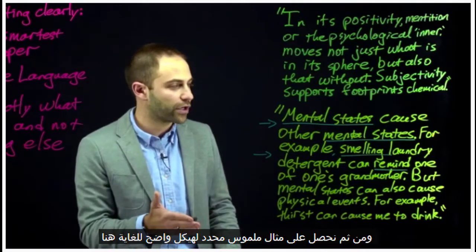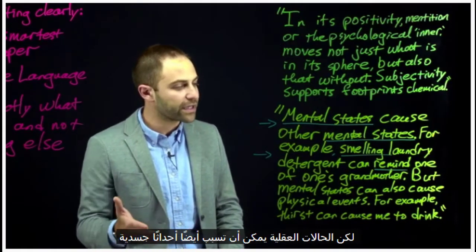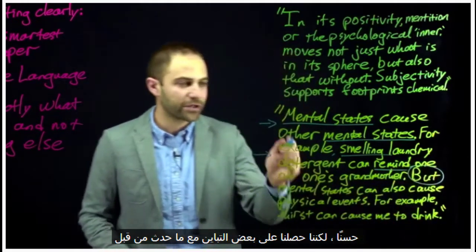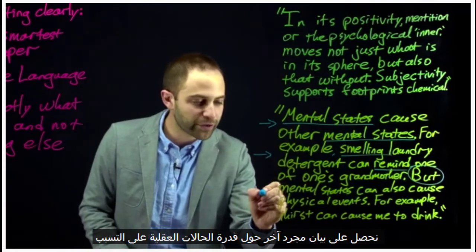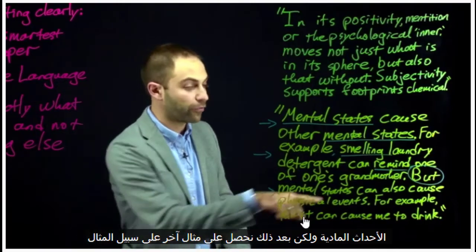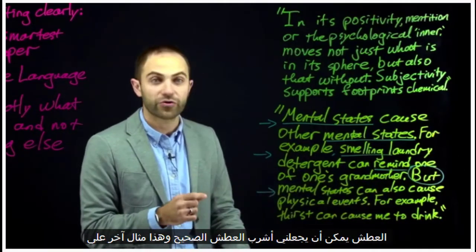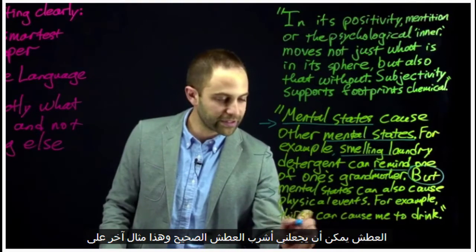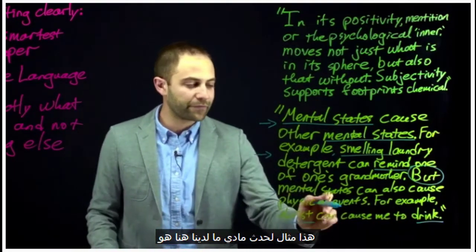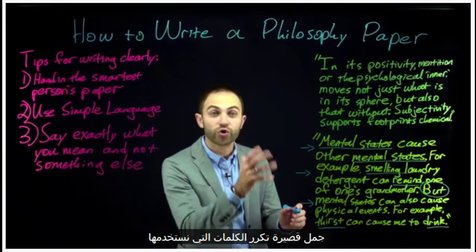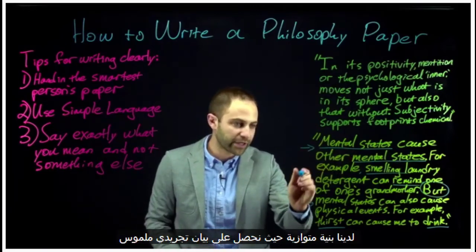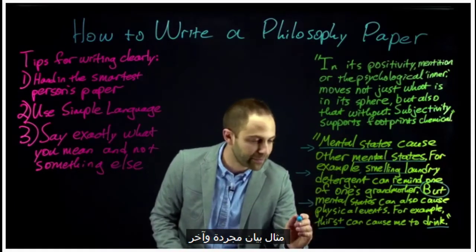Very clear structure here. But mental states can also cause physical events. Okay, but we're getting some contrast with what happened before. We get another abstract statement about mental states being able to cause physical events. But then we get another example. For example, thirst can cause me to drink. Right, thirst, that's another example of a mental state. And drinking, moving your arm to drink something, that's an example of a physical event. What we've got here is short sentences, repeating the words that we're using. We've got parallel structure where we get an abstract statement, a concrete example, an abstract statement, and another concrete example.